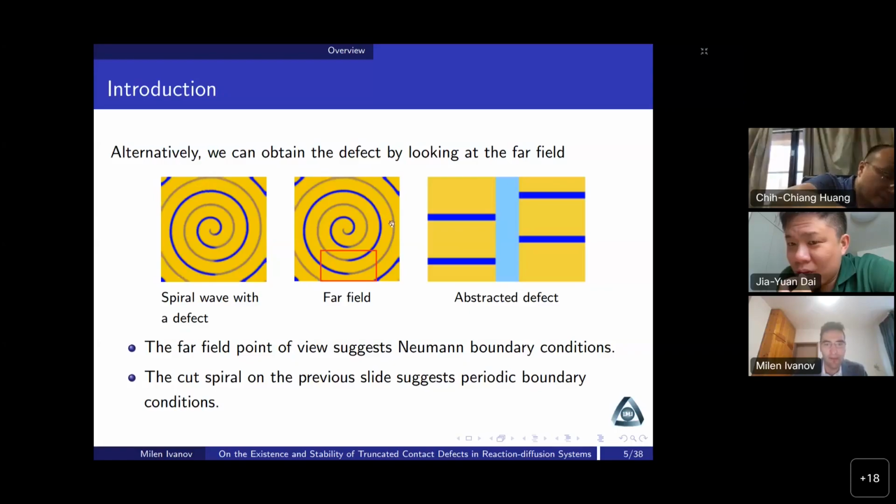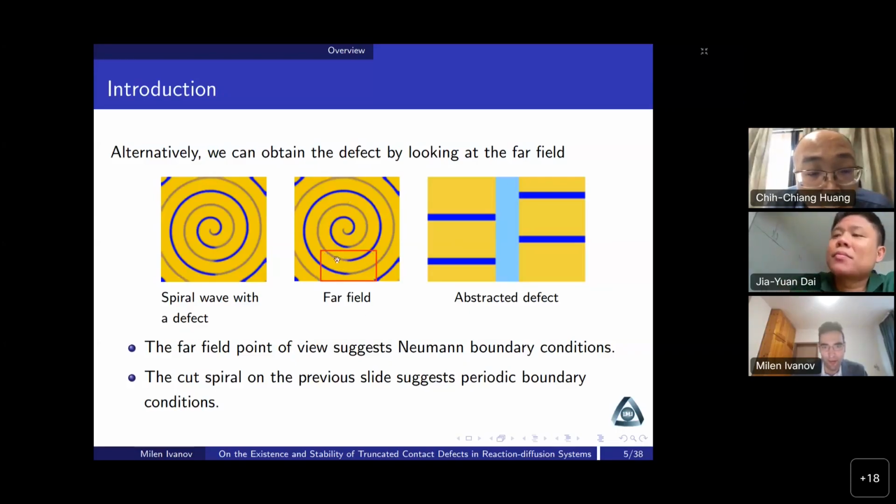Again, the same image. However, now I can zoom in into the far field. I can extend this to a very large domain and zoom and see what happens. And I can just move down. When I go very far, I'm going to have an image like pieces of the spiral which are almost horizontal. And again, along a line, they jump by half a period. So either of these points of view is a reasonable way to arrive at this abstracted defect.